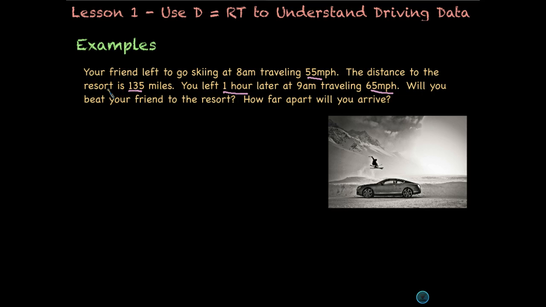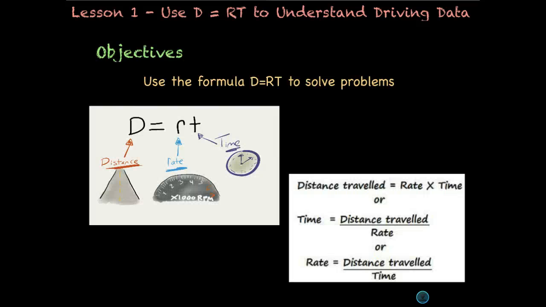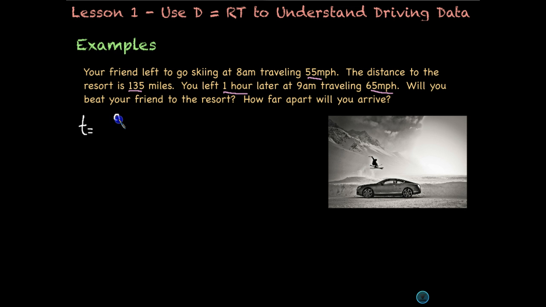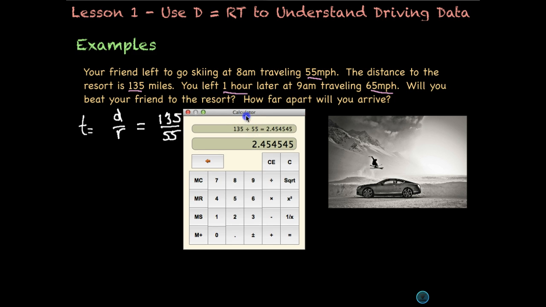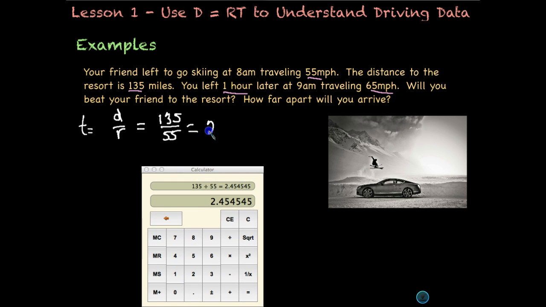Okay, so what we need to know first is how long did it take your friend to go 135 miles? So we're wanting to know time. And remember, if you go back to these equations, if you have them in your notes, it's very easy that time is just distance traveled divided by the rate. Okay, we know the distance is 135 miles to the resort, and the rate that your friend went was 55 miles per hour. So let's see how long it took him. It took him 2.454545 hours.